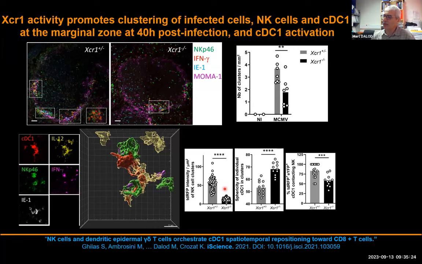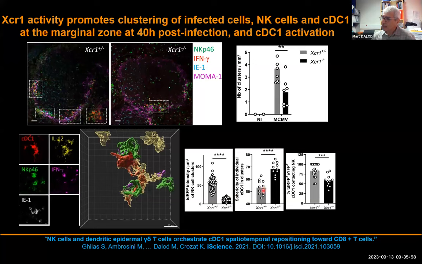So they looked at NK cell clusters within the spleen of wild-type mice and of XCR1 knockout mice, and they quantitated the red fluorescence expression in the clusters as a surrogate way to quantify cDC1. And you can see that there is much more red fluorescent protein expressed in the clusters of NK cells in wild-type mice than in XCR1 knockout, showing that there is a reduced recruitment of cDC1 in the cluster of NK cells at the site of viral replication in the marginal zone when you don't have a functional XCR1 gene in the mouse.